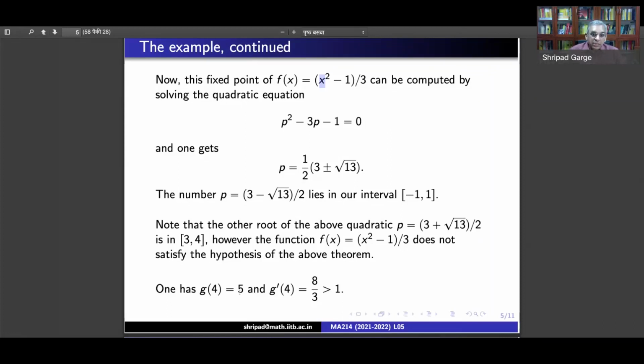So your point 3 comma 4 is not taken to 3 comma 4, not by G but by F. This G has to be F. And the derivative condition is also not satisfied. The derivative at the point 4 is 8 by 3, which is much bigger than 1.